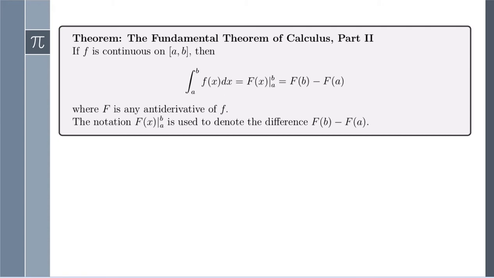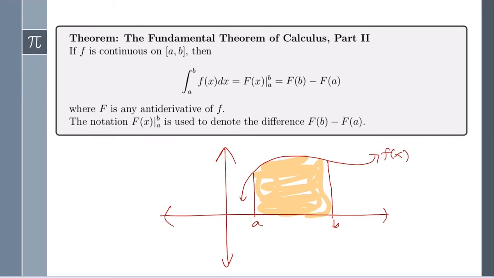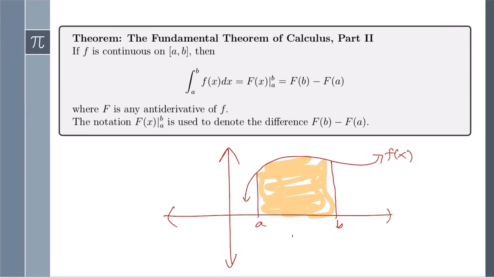So for example, we have a function f of x. Okay, let me draw the graph here. So let's say this is f of x, and we are interested in finding the area from a to b. Now, what this theorem says is, this area, we already looked at this one when we did the definite integral. So this area is given by the integral from a to b of f of x dx. That we already know.